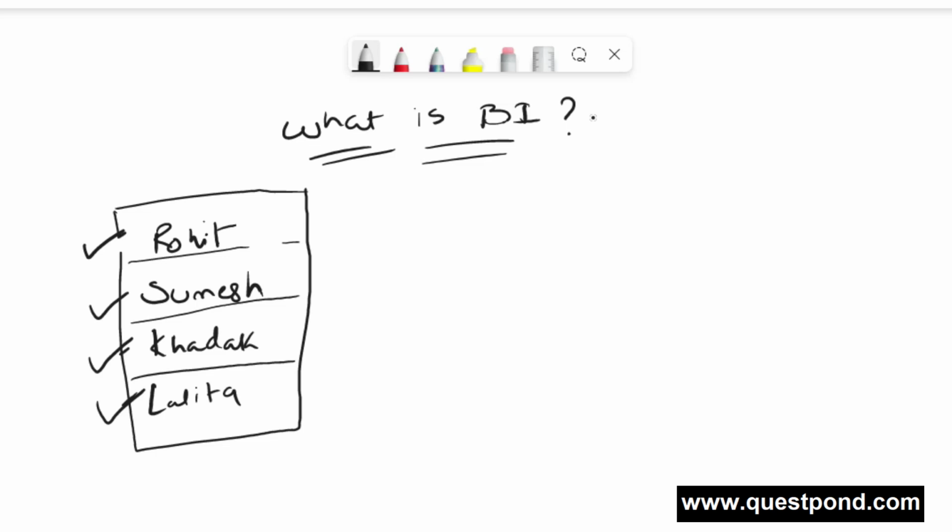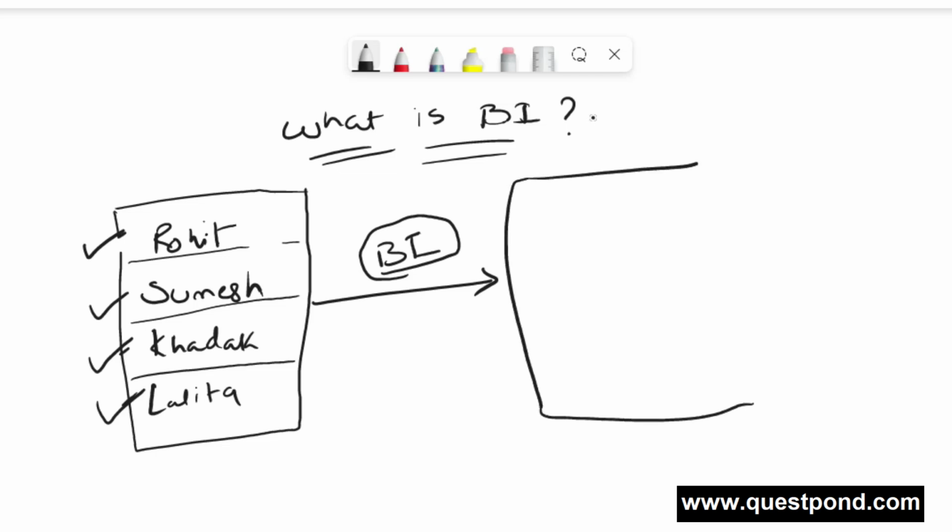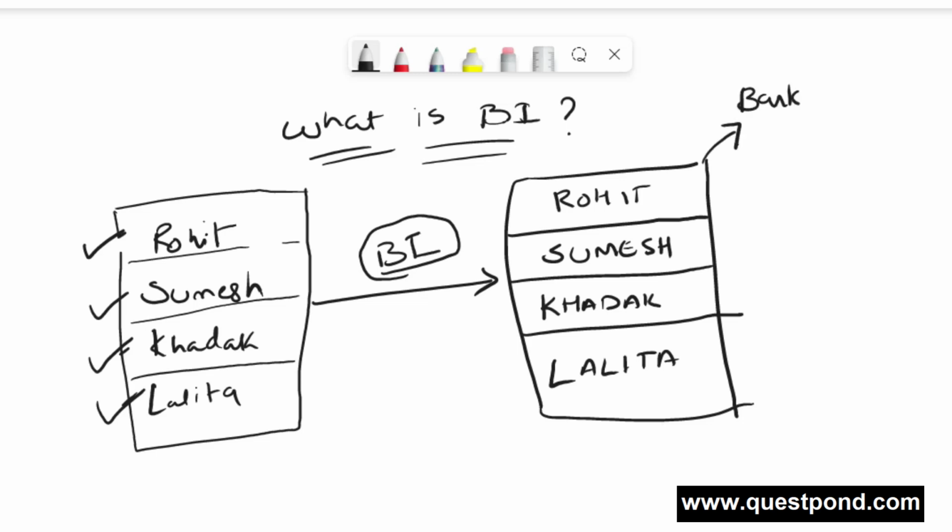Now what I will do is apply BI to this raw data and convert this data into meaningful information. So just see how I am going to do that. So let's see. So here we go. Now I am converting this data into meaningful information. Just see how I am going to do that. So there you go. Here you can see that we have converted this raw data into meaningful data.